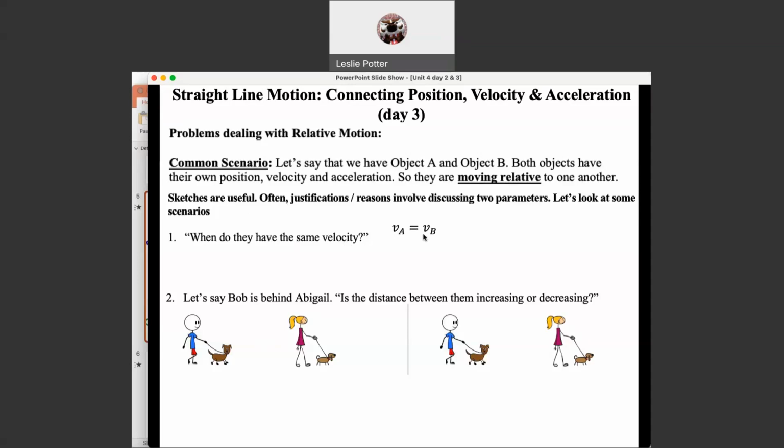So if object A has a velocity of -3, then object B needs to have a velocity of -3. If the question was, when do they have the same speed, then one could be positive, one could be negative. But they're asking specifically for velocity. They want them at the same speed, going in the same direction. So that's one way to express it. The velocities are equal. Another way to express it is to solve this and set it equal to 0.